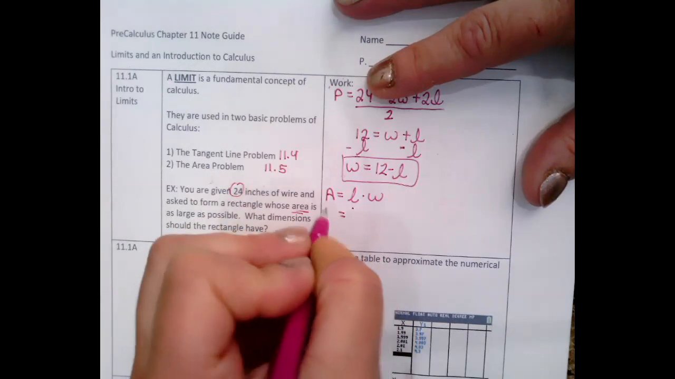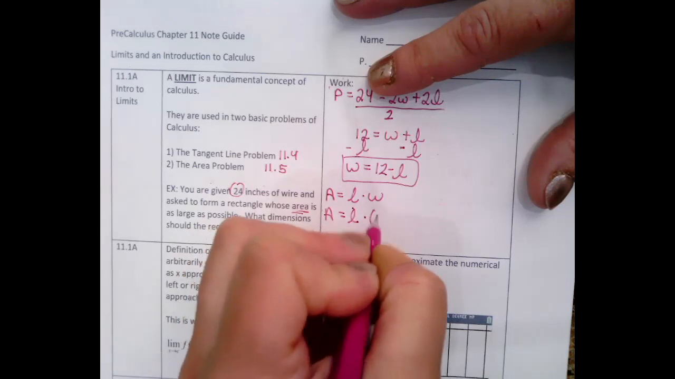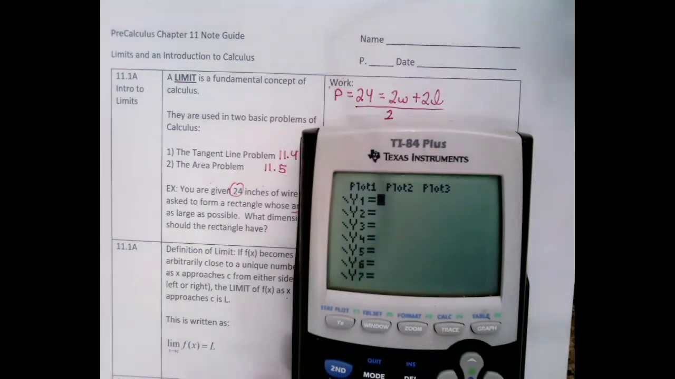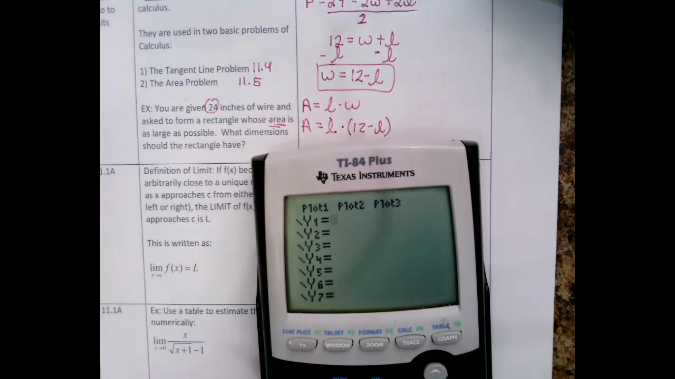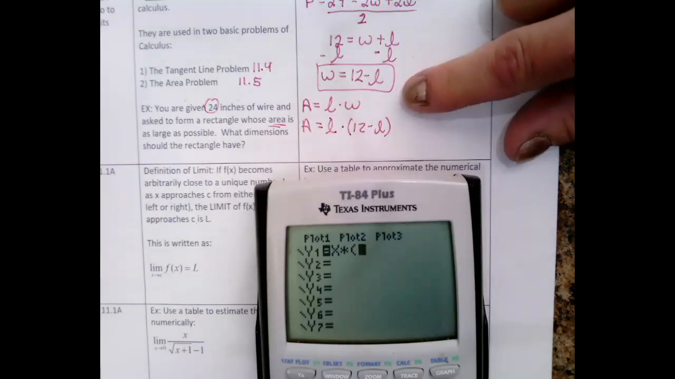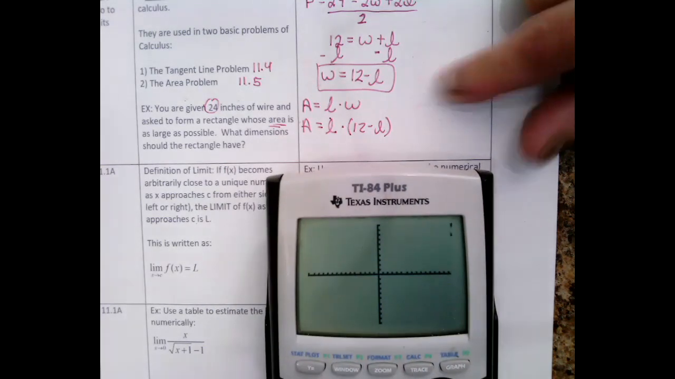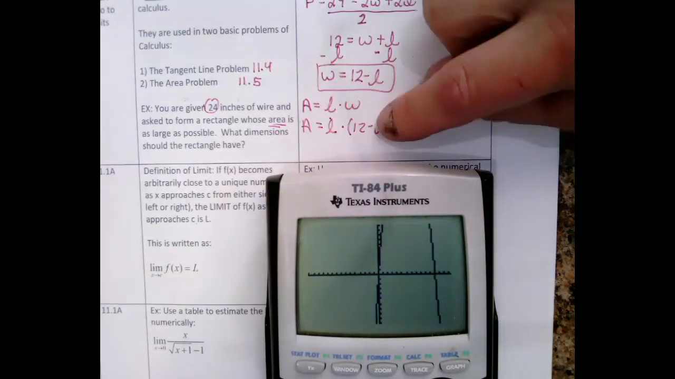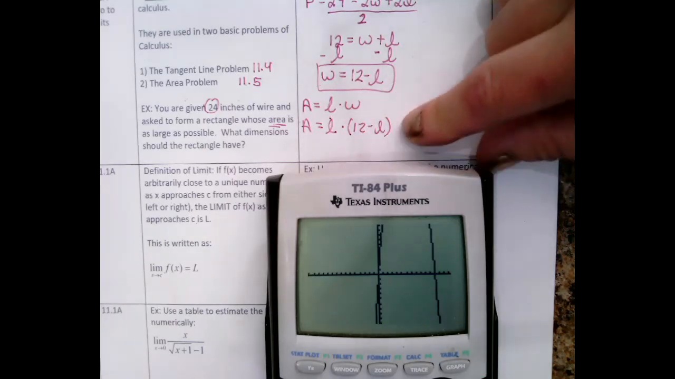So now I can go on ahead and plug that in. So that's L times my W, which is 12 minus L. Now, in order to solve this, I'm going to plug it into my calculator. So I'm going to plug in X times 12 minus X, and I'm going to graph this thing. Okay, so it's a parabola, which, if I were to multiply this out, I would get 12L minus L squared. So it would be a downward facing parabola.